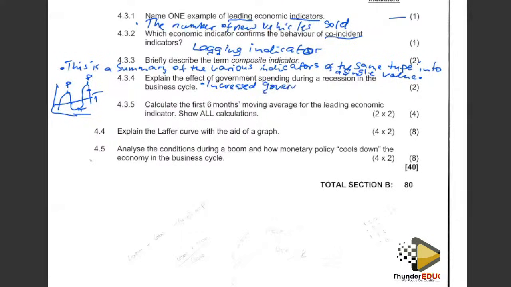So now we are saying increased government spending raises aggregate demand and increases consumption and faster recovery from recession.